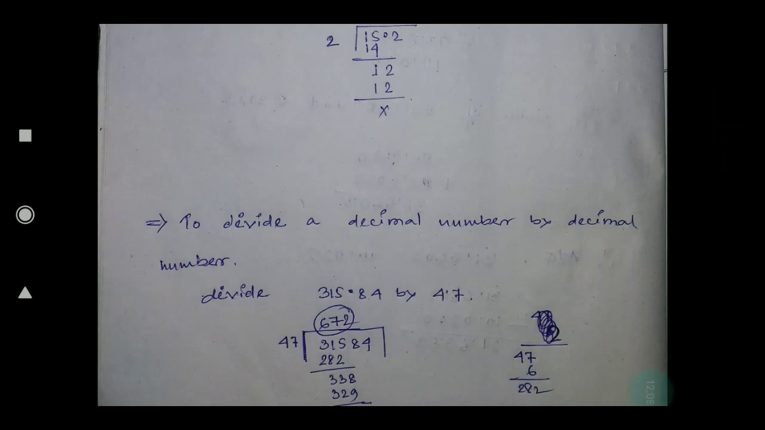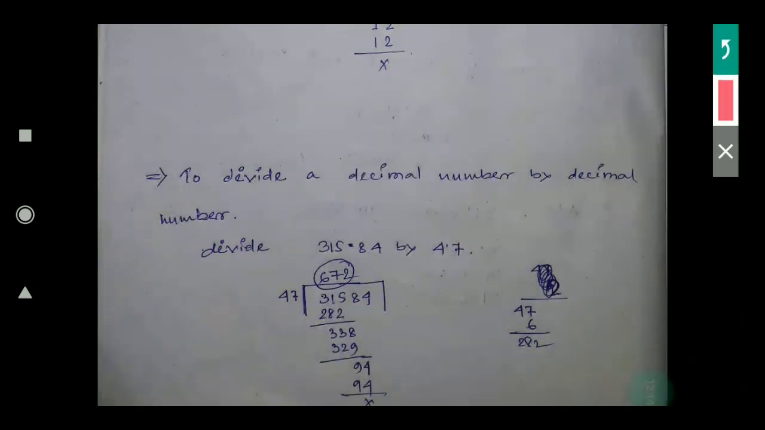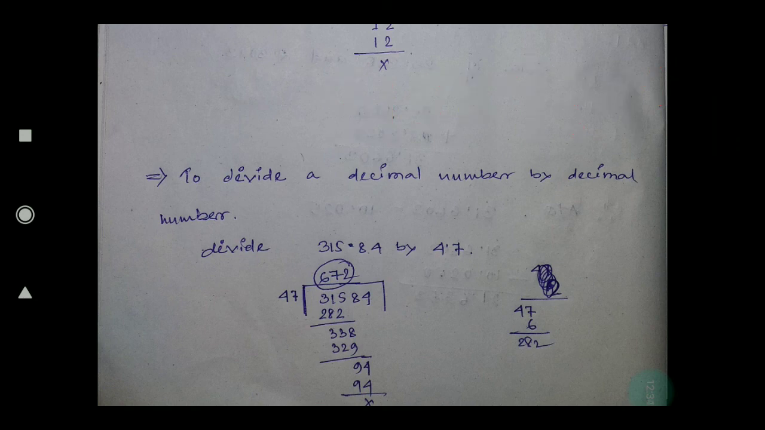Okay. Now another case is there, to divide a decimal number by a decimal number. How to do? Suppose a decimal number is given, 315.84. You have this number, you have to divide by 4.7. That means in both the divisor and dividend, the decimal point is there, decimal numbers. So how to do this one?